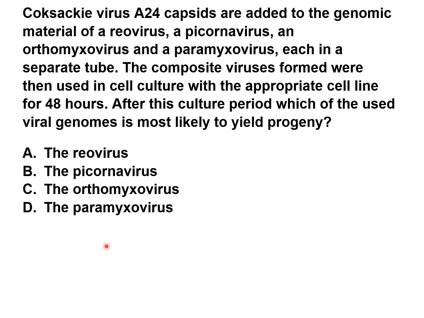But just to help you along for now, the reovirus, the Reoviridae, are a family of double-stranded RNA viruses. The picornavirus is a positive sense single-stranded RNA virus, and the orthomyxovirus is a negative sense RNA virus that has a segmented genome, and the paramyxovirus is a negative sense single-stranded RNA virus.